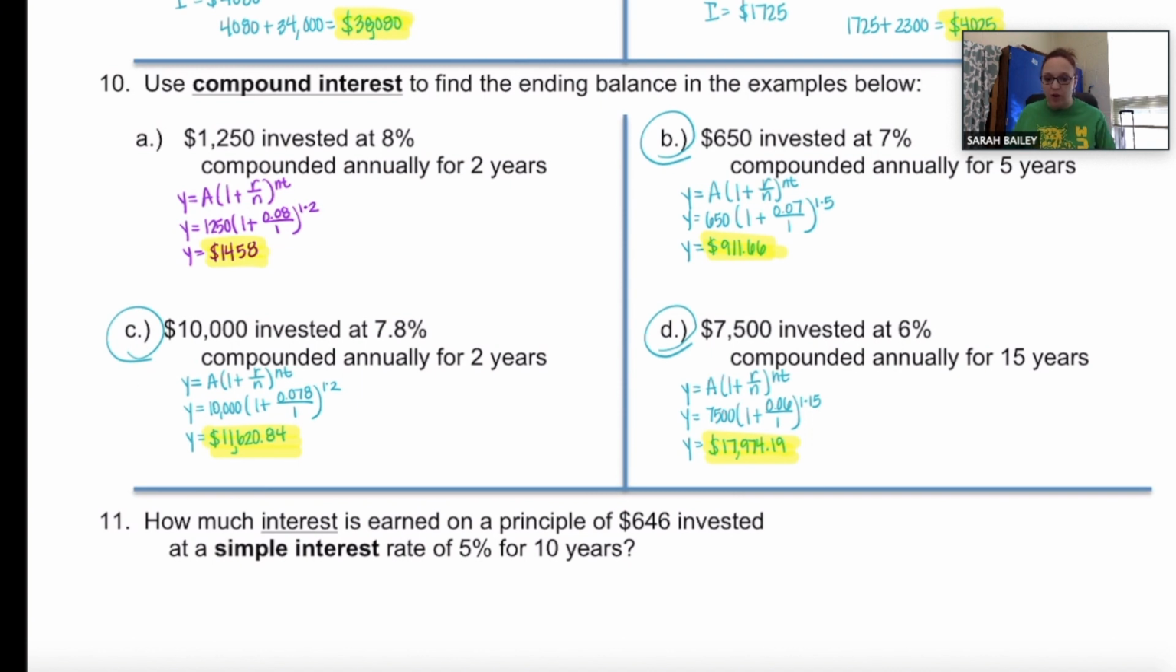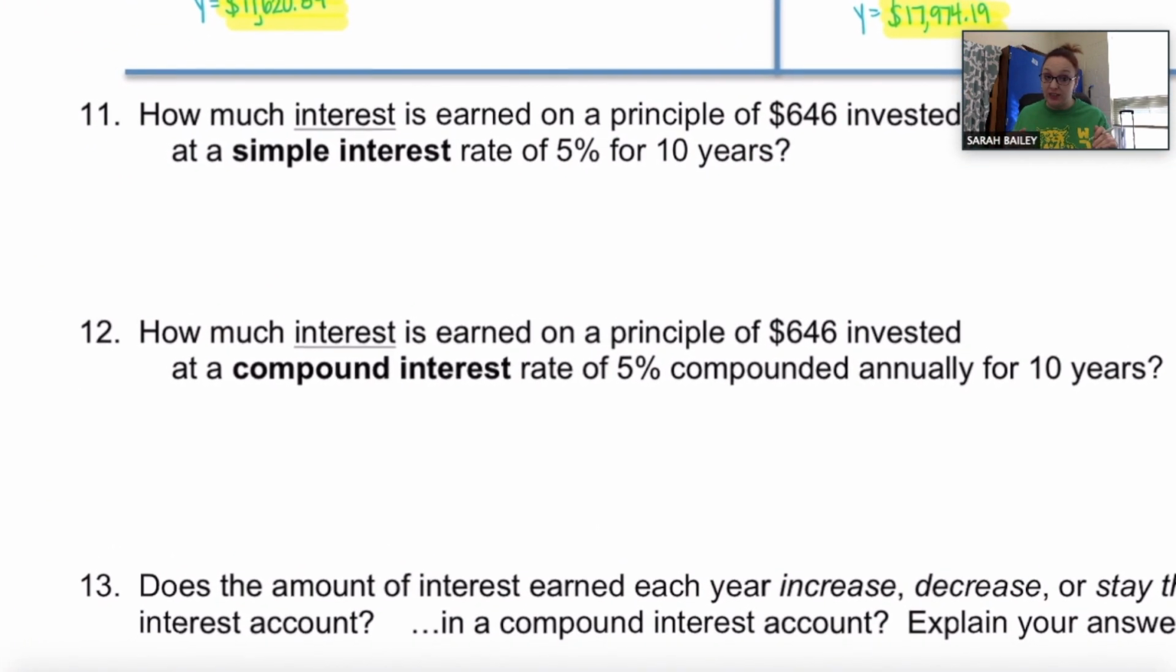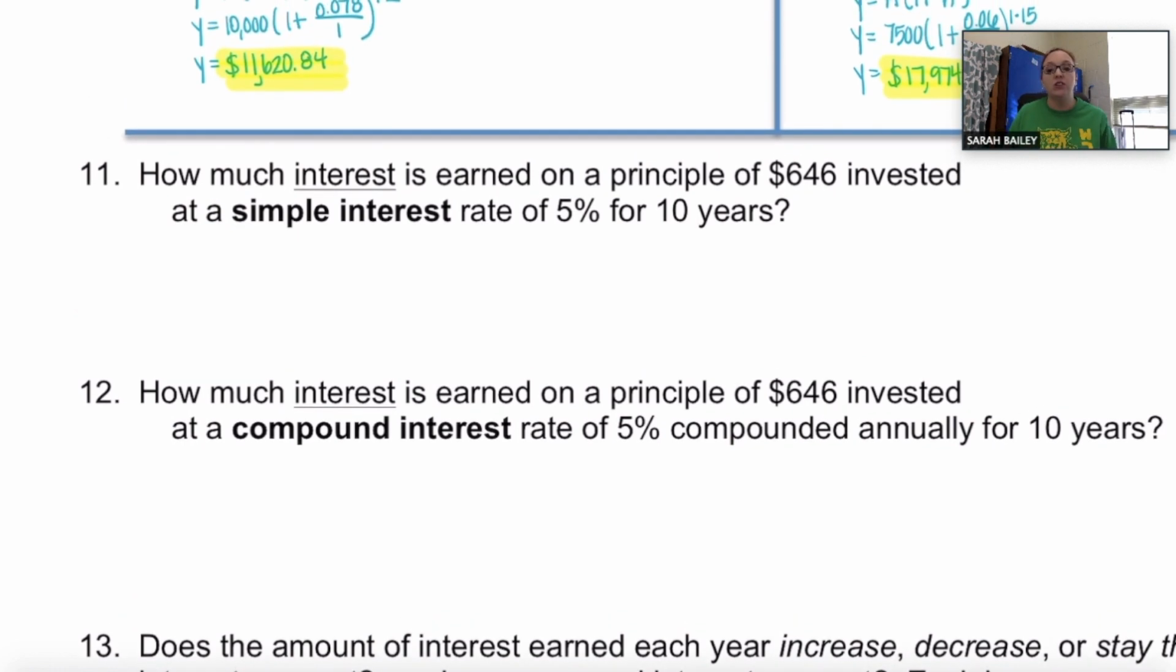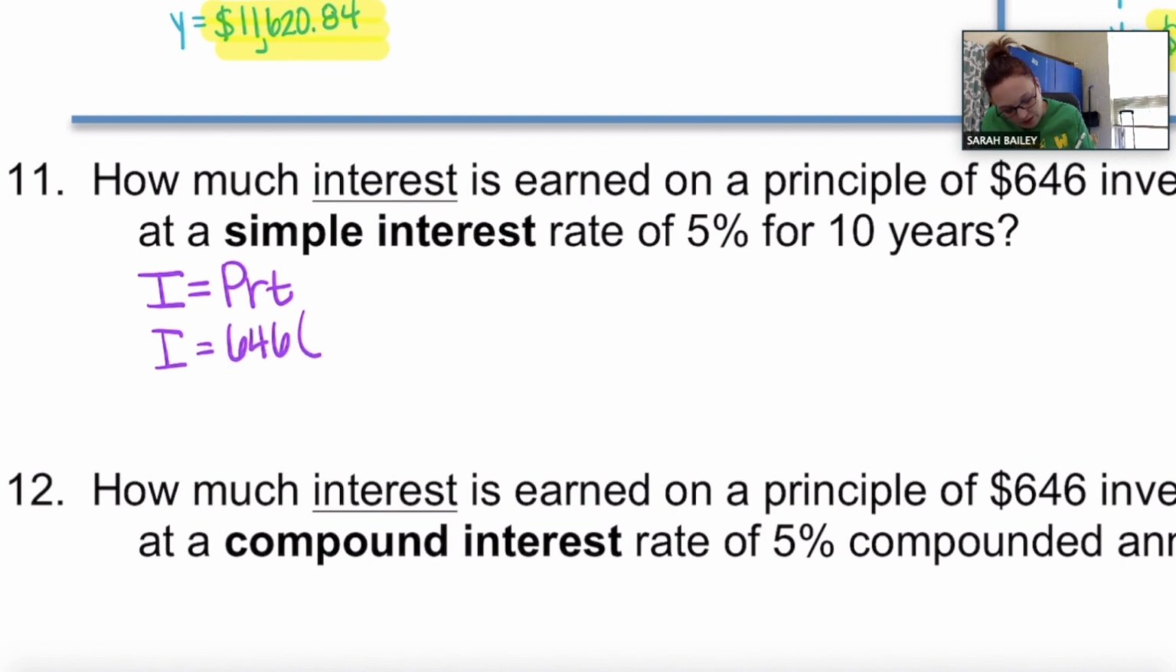Great. Let's look at number 11. So it says, how much interest, just the interest, not the total amount, is earned on a principal of $646 invested at a simple interest rate of 5% for 10 years. So all we're asked to find here is the amount of interest. So that's I equals, let me make a capital P there. So our principal was 646, our rate is 5%, and then for a total of 10 years.